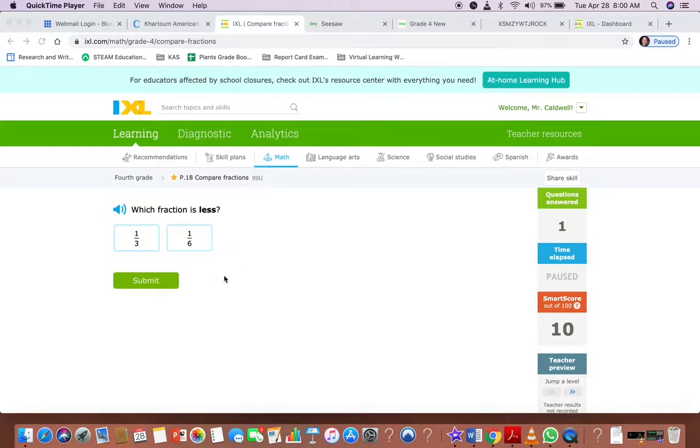So what I like to do is make the denominator, the bottom number, the same. So to make 3 the same as 6, I would multiply it by 2. Whatever you multiply the bottom number by, you have to multiply the top number by. So this would be 6, and then this would be 2. So it would be 2 sixths. All right? 2 sixths is bigger than 1 sixth because 2 is bigger than 1. So 1 sixth is less.